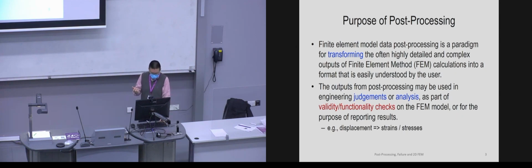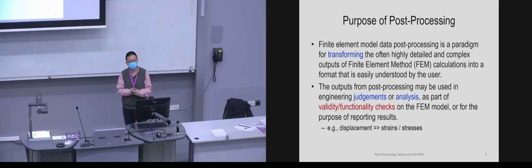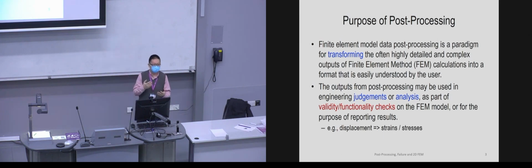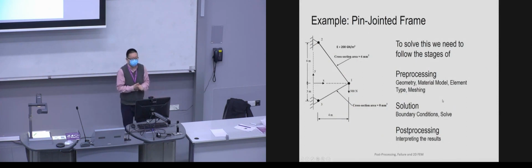So basically, the output from post-processing is usually to convert the geometric information in terms of displacement into stress and strain, right? According to the material course you learned, stress and strain are the major parameters you need to use to detect whether this material or the structure is going to fail, okay? So let's look at the example.